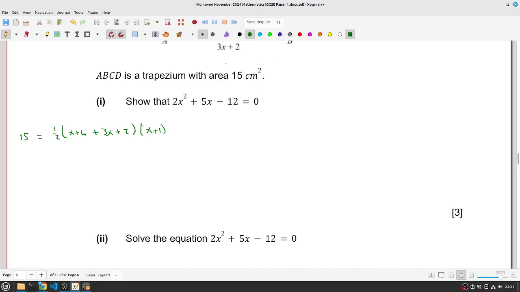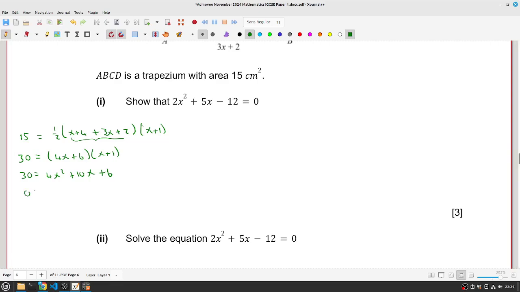Now, I would first multiply by 2. If we multiply by 2, the half goes away, and the other side becomes 30. And then maybe in one step as well, I would simplify this bracket. Out of the like terms, x plus 3x is 4x, and then 4 plus 2 is 6. Okay, and then we've got x plus 1. Now I would multiply out the brackets on the right. So 4x times x is 4x squared. Then 4x times 1 is 4x. 6 times x is 6x, and then 4x plus 6x is 10x. And then 6 times 1 is 6.